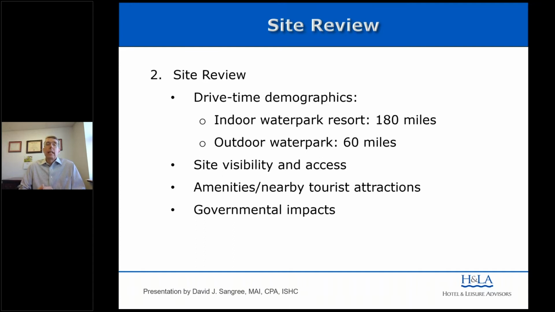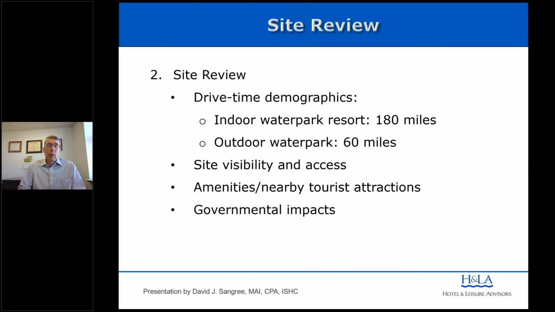So the site visibility and access are important for a water park or water park resort. If the site is more visible from a busy highway, that gives it a lot of free marketing. But on the other side of the coin, it makes it noisy. So one has to determine what's more important. If it's an indoor water park resort, then having the visibility can be more important because there's a building around it, so it wouldn't be as noisy. But if it's an outdoor facility, obviously the noise can affect things.